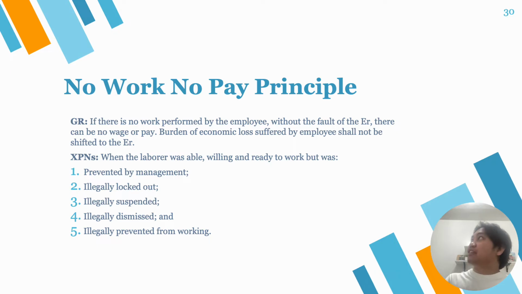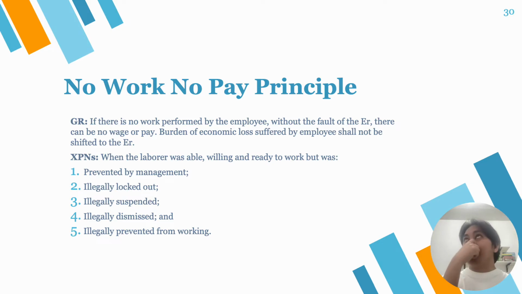So therefore, the fault is no longer on the part of the employer here. Remember, the general rule is that the employer must be faultless. So if the reason why the worker was not able to work, albeit the worker is willing and able to work, is that he or she was prevented by the employer, locked out by the employer, illegally suspended, illegally dismissed, or illegally prevented from working, then the no work, no pay principle does not apply.